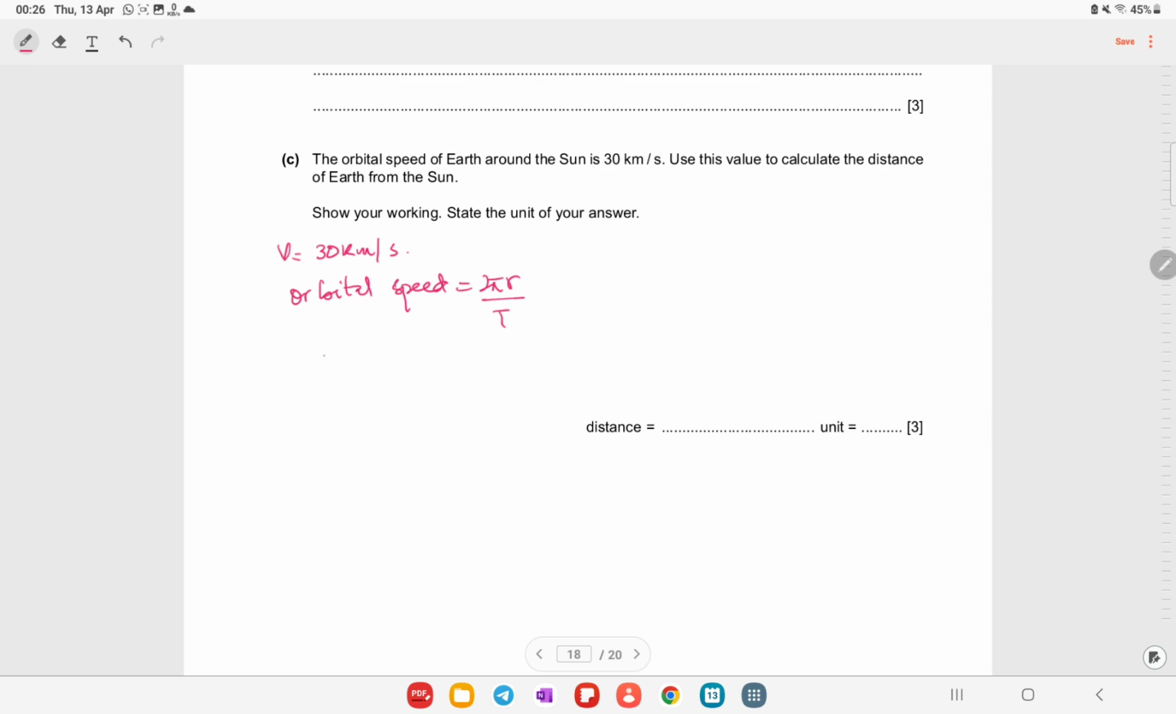Okay, so now we are going to do this. V times t over 2 pi, which is going to be r. So velocity is what? 30 times time is 365 into 24 hours into 3600. This is basically we are converting into seconds. So this is going to be 1.5 into 10 to the power 8, and the distance is measured in meters.